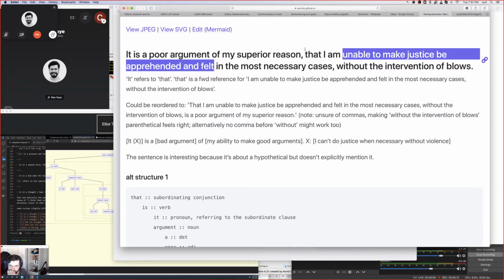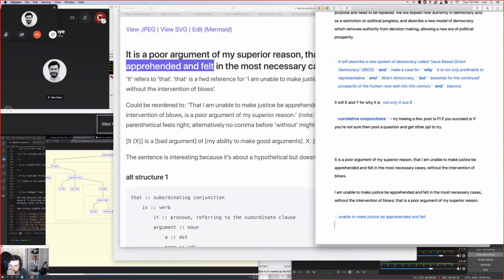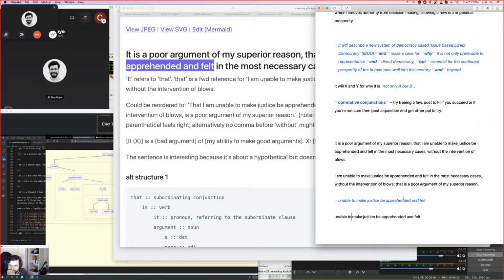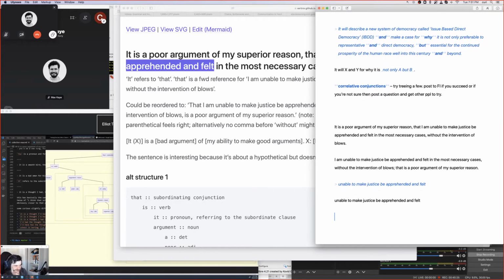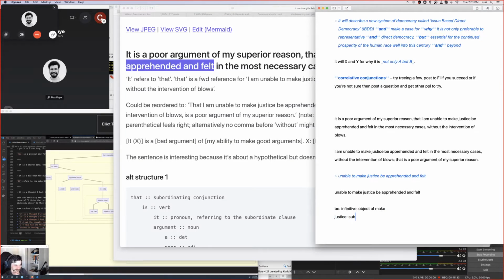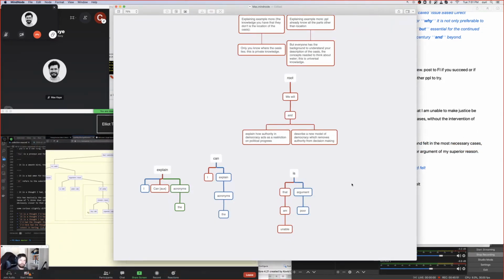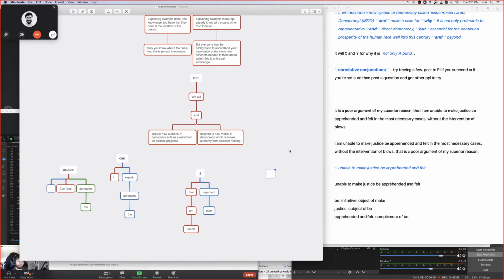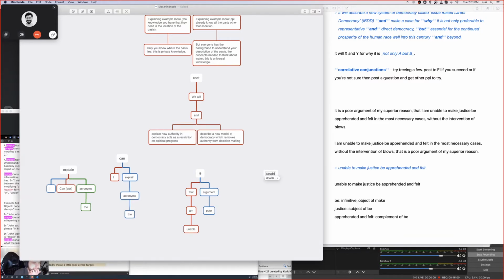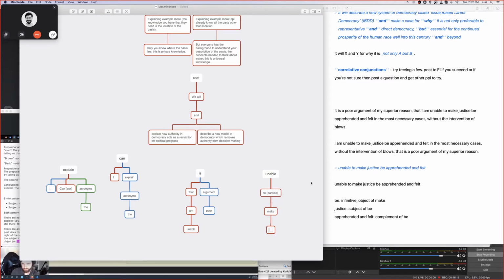Okay, so this is tricky, but I think I know what it's doing. Complement. I think it's doing this. I'll make a tree as well. So it's using verbals a bunch. So we have unable to make, particle, it's called, and then be.